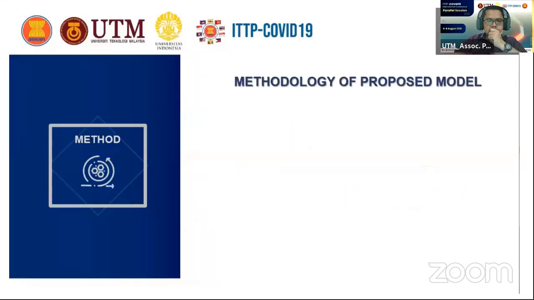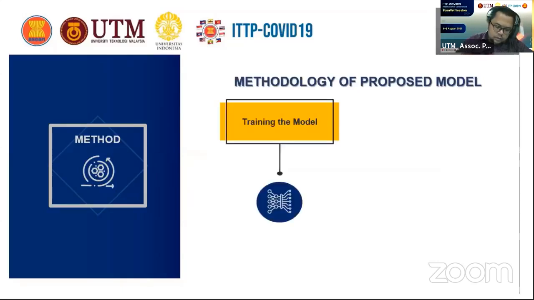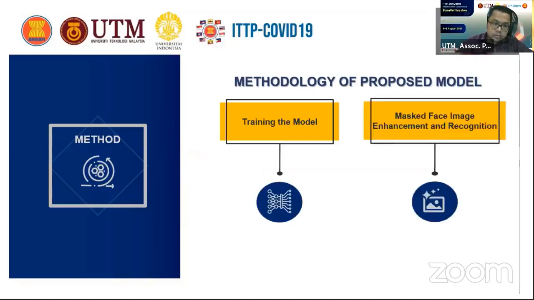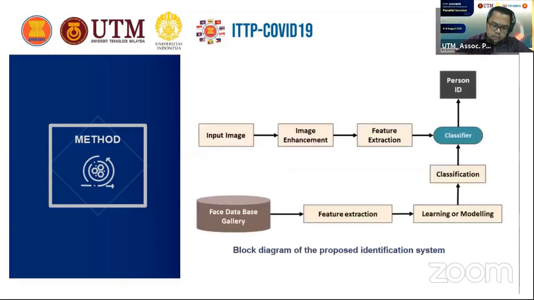In order to achieve these goals, the methodology of the proposed model will consist of 2 main parts. The first one is for training the model, and the second one is the masked face image enhancement and recognition. As we see here in this block diagram, here is the first part, and then the upper one is the second part.